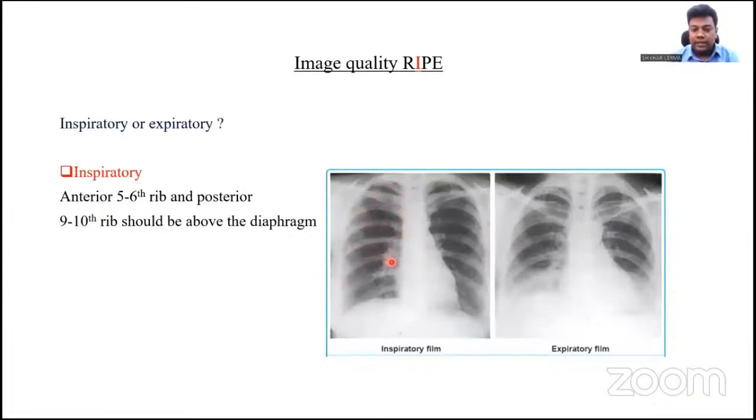If 5 to 6 anterior ribs and 9 to 10 posterior ribs are above the diaphragm, then this is an inspiratory film. So we have to calculate the number of ribs. If we can calculate the ribs, then we can tell whether it is an inspiratory film or an expiratory film. Also, in the expiratory film, there is an increase in the bronchovascular markings, and there is crowding here, which can be seen.